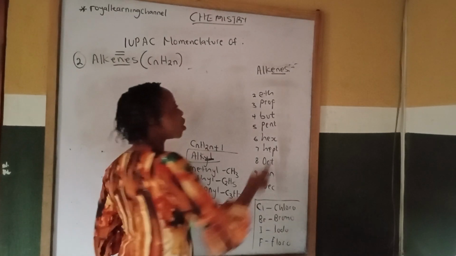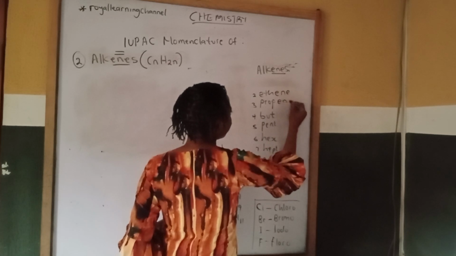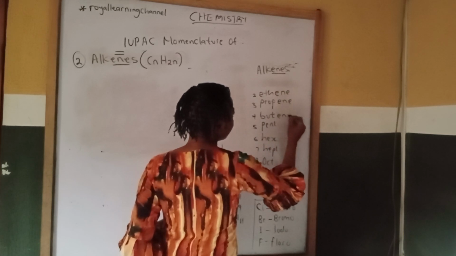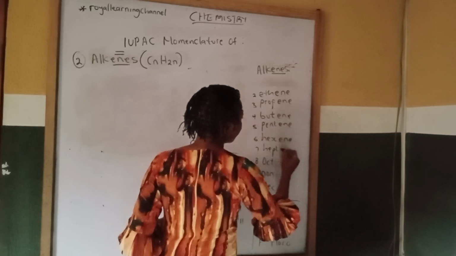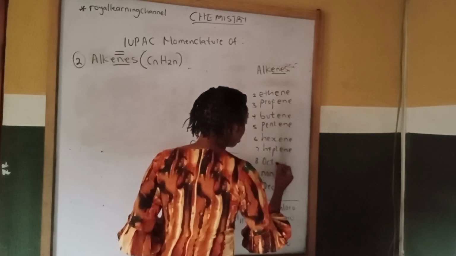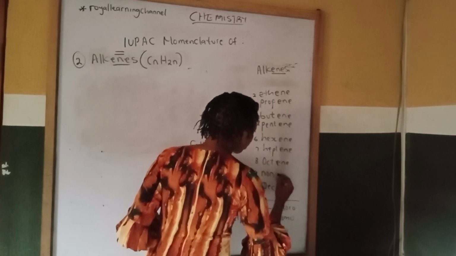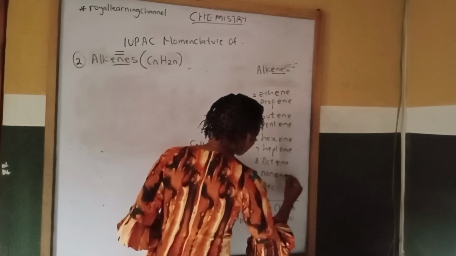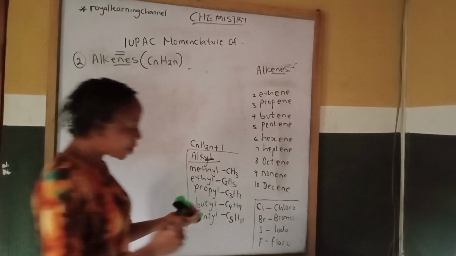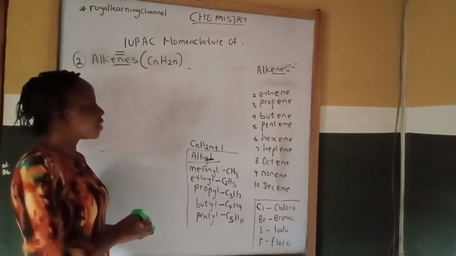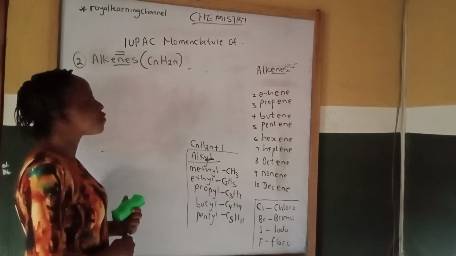So the next one will now be ethene, propene, butene, pentene, hexene, heptene, octene, nonene, and decene. So these are the first 10 members of alkene.